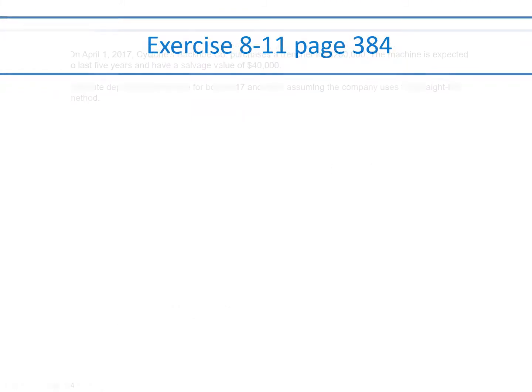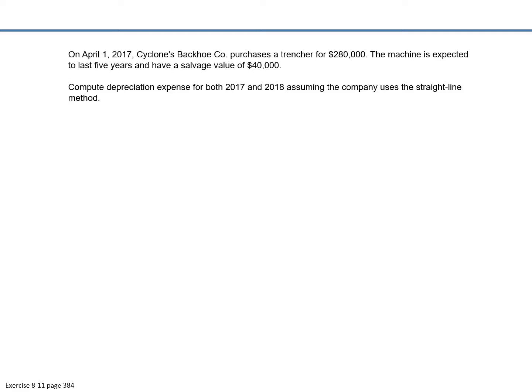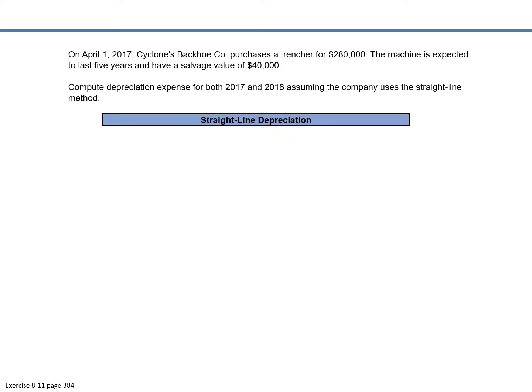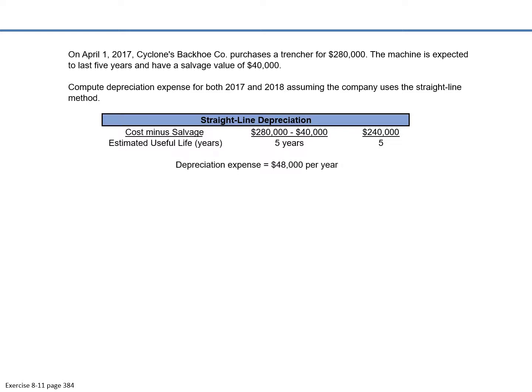Exercise 811. On April 1st, Cyclone Backhoe Company purchased a trencher for $280,000. It's expected to last 5 years and have a salvage value of $40,000. Compute depreciation expense for 17 and 18 using the straight line method. Well, that's easy peasy, right? Cost minus salvage divided by useful life. So we have 240 as our net between our purchase price and our salvage, divided by 5 years.